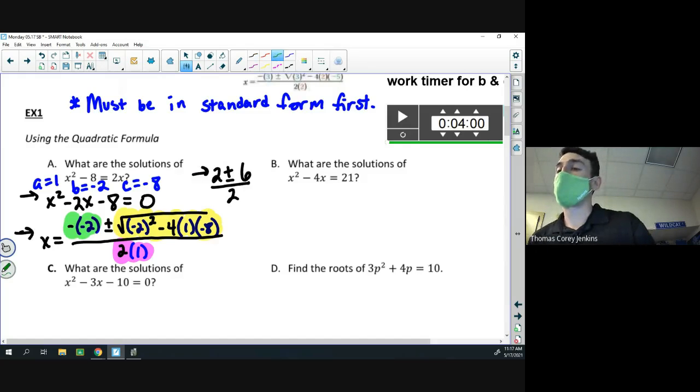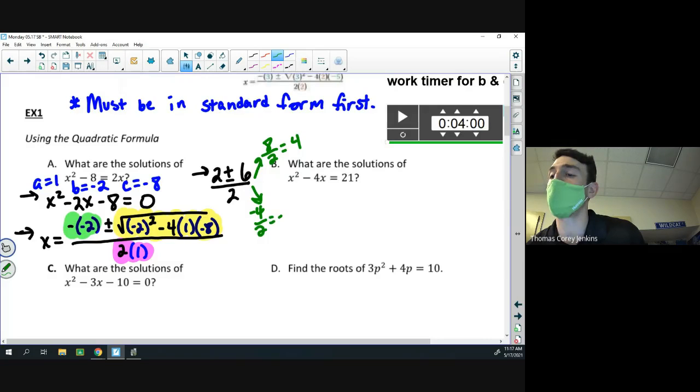Okay. So 2 plus 6 equals what? 8. Right. So one of our solutions is 8 over 2, which is 4. Okay. And then your other one is 2 minus 6. What would 2 minus 6 be? It'd be -4. So -4 over 2 equals -2. And those are my two solutions, +4 and -2, right?